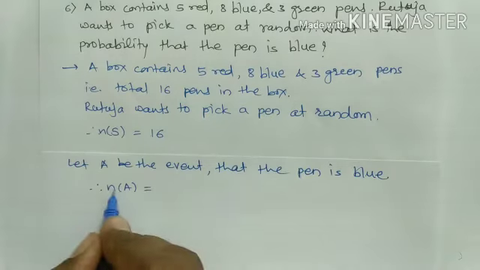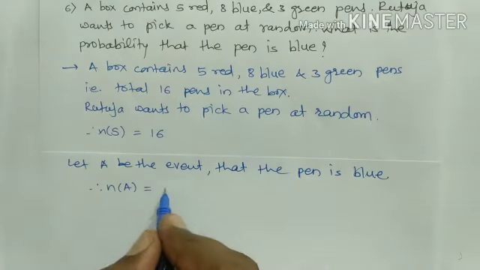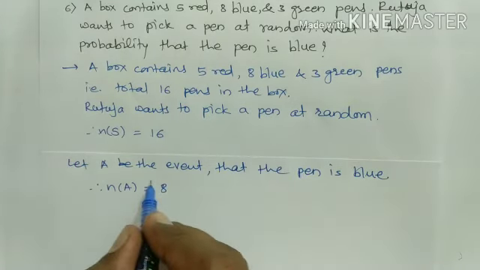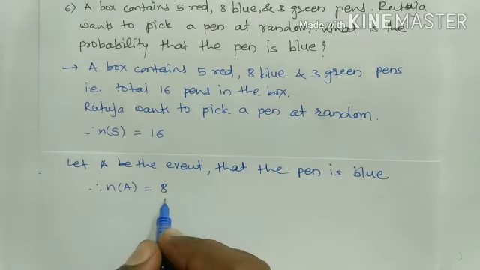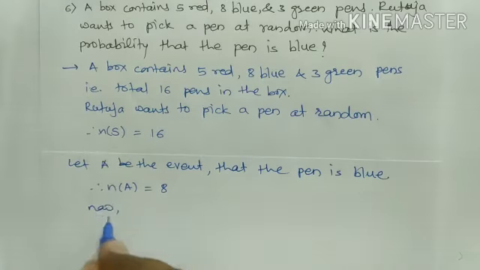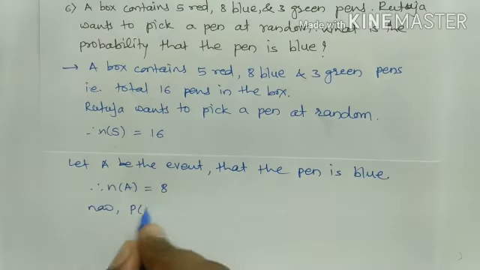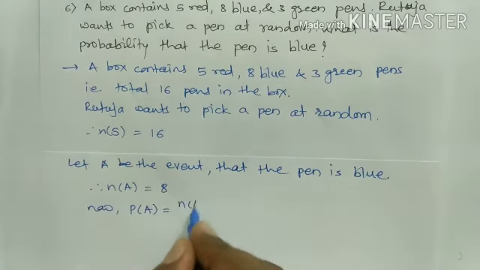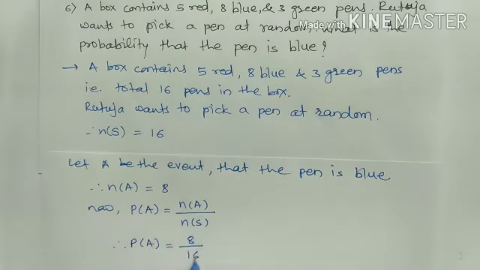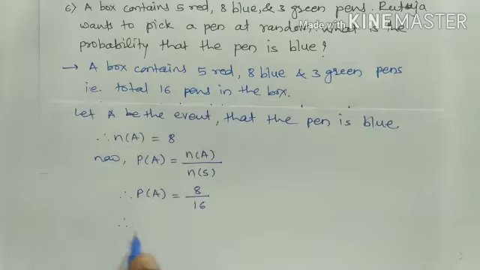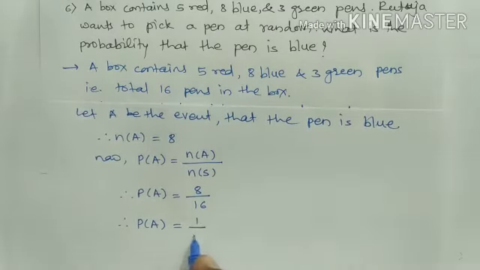Here we write number of A equals 8, or here we could have written the sentence that there are 8 blue pens, therefore number of A equals 8. Now we have to find the probability of this event, that is probability of A equals number of A upon number of S, and therefore probability of A equals 8 upon 16, and therefore the probability of the event A equals 1 upon 2.